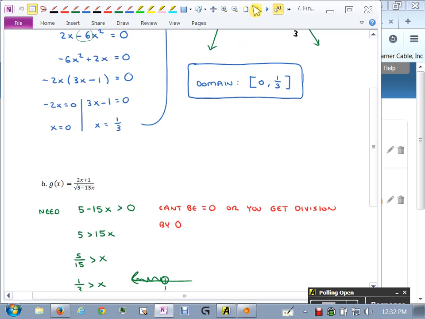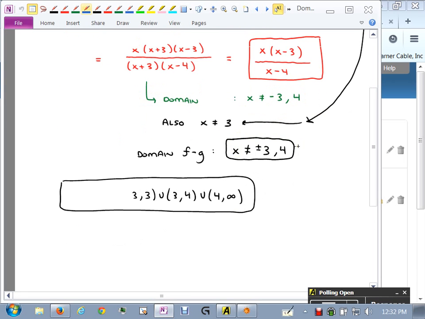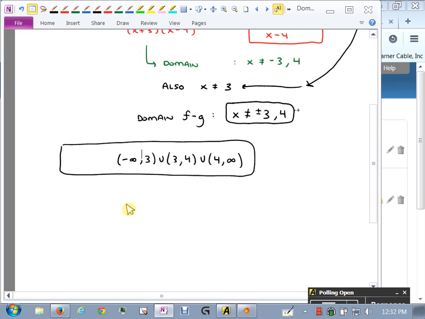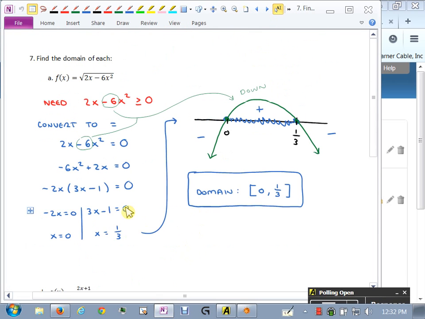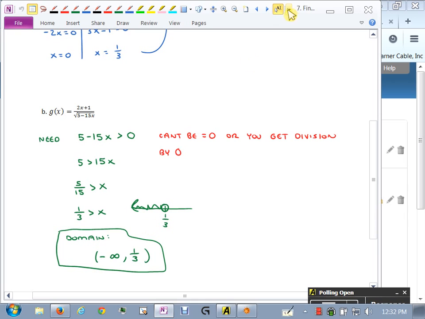Was that missing something on the end of that? Yes, it was. That doesn't make any sense. It's supposed to be negative infinity. Yeah. We just talked about that.